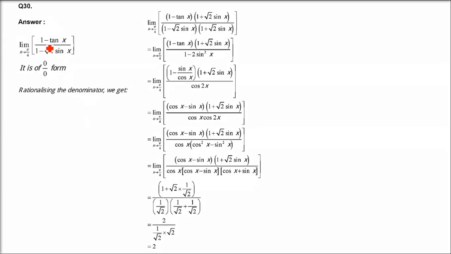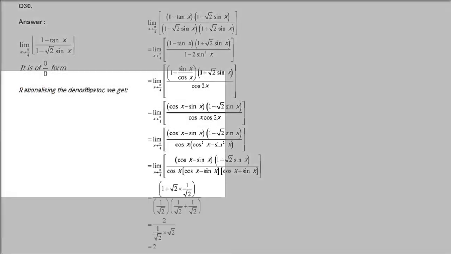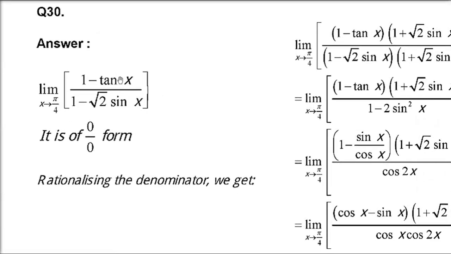Question number 30. Limit x tends to pi by 4, (1 minus tan x) over (1 minus root 2 sin x). If you apply the direct limit pi by 4, tan pi by 4 is 1. So 1 minus 1 is 0, so 0 by 0 form will come.